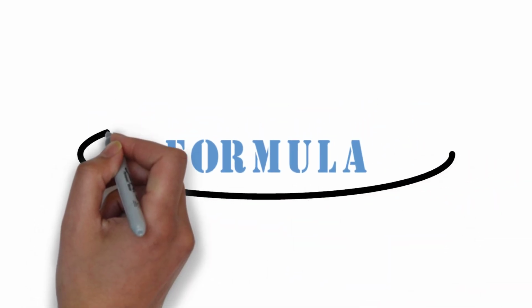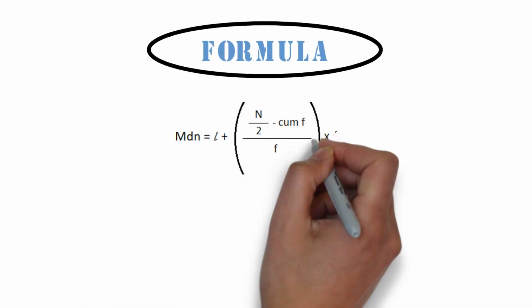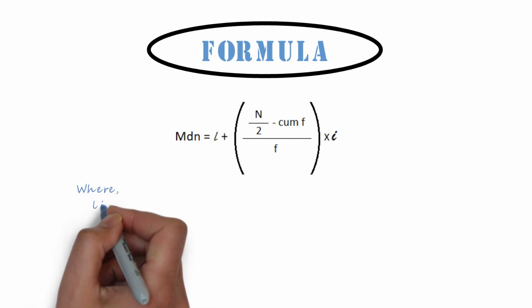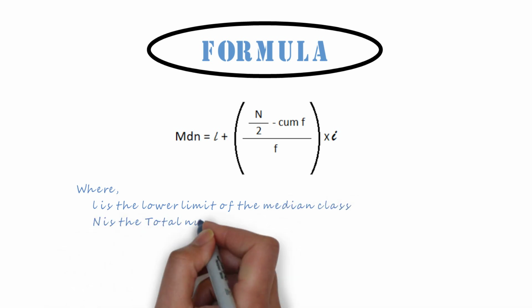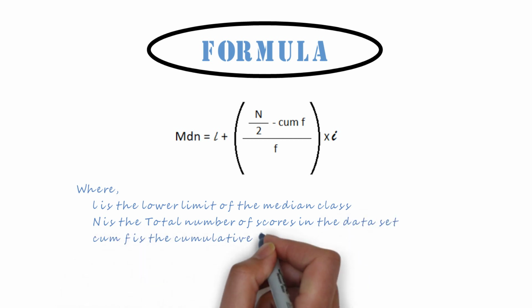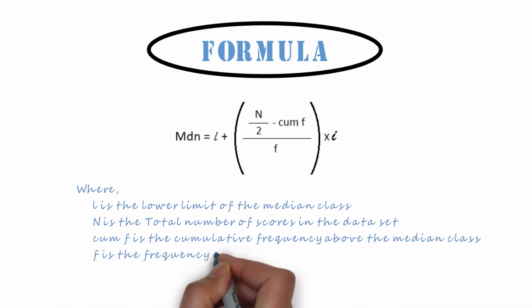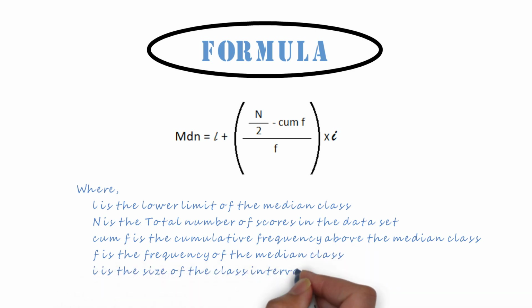The formula for calculating median goes like this. Median is equal to L plus n by 2 minus Cf divided by F into I, where L is the lower limit of the median class, n is the total number of scores in the data set, Cf is the cumulative frequency above the median class, F is the frequency of the median class, I is the size of the class interval.